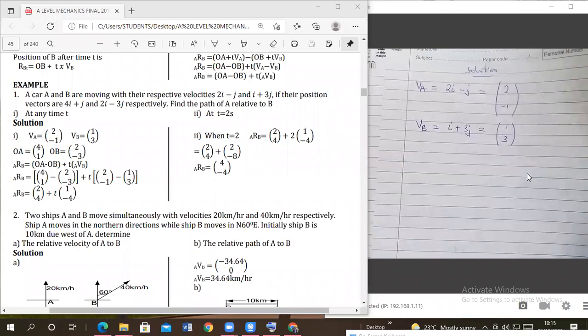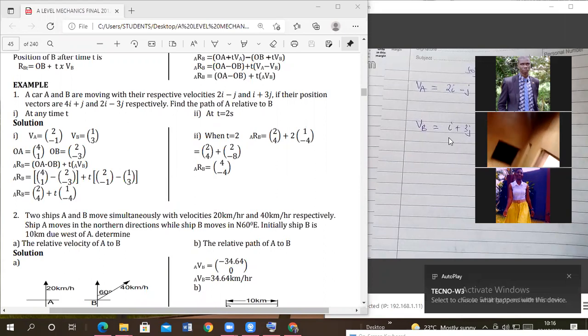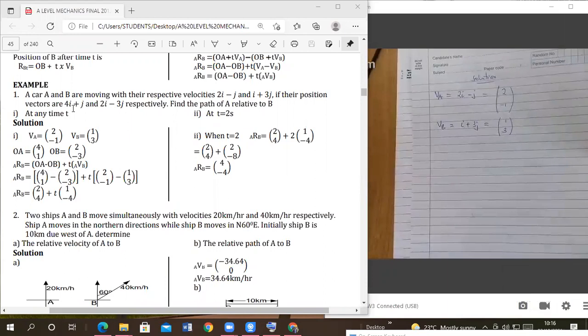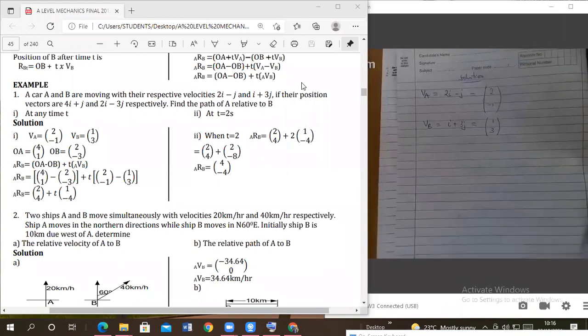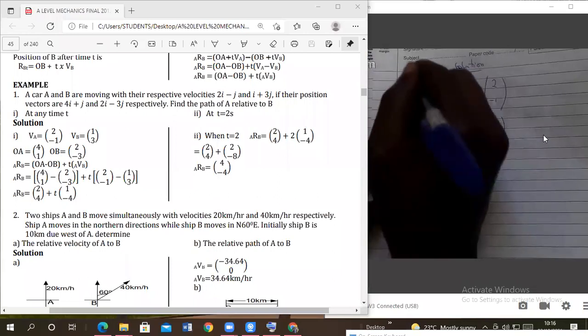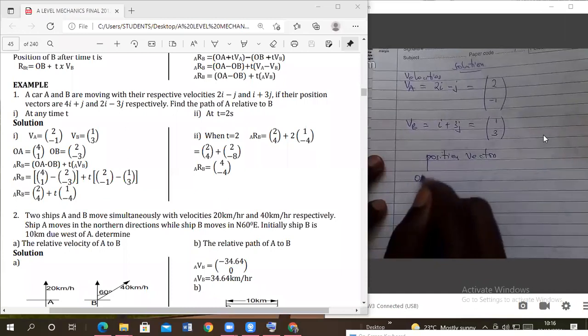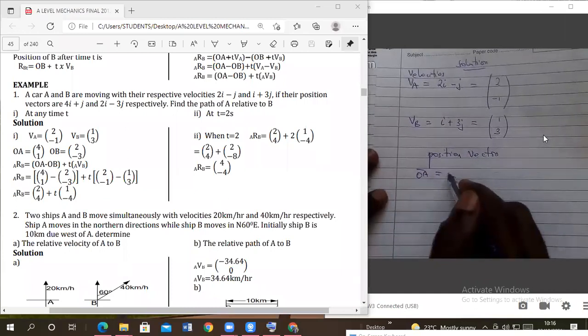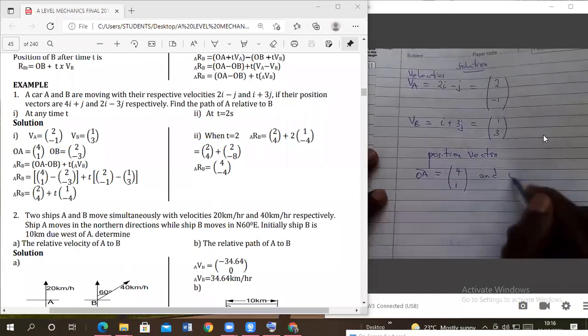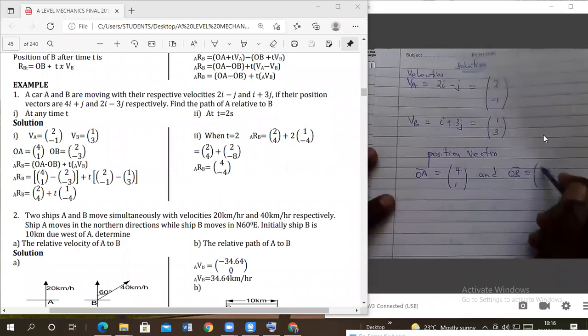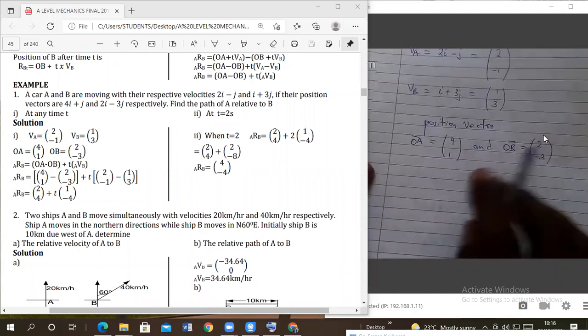So they're saying if their position vectors are 4i plus j, these are their velocities, then position vectors, which is OA, is given by (4, 1), then OB is given as (2, -3), respectively. Then they say, find the path of A relative to B.